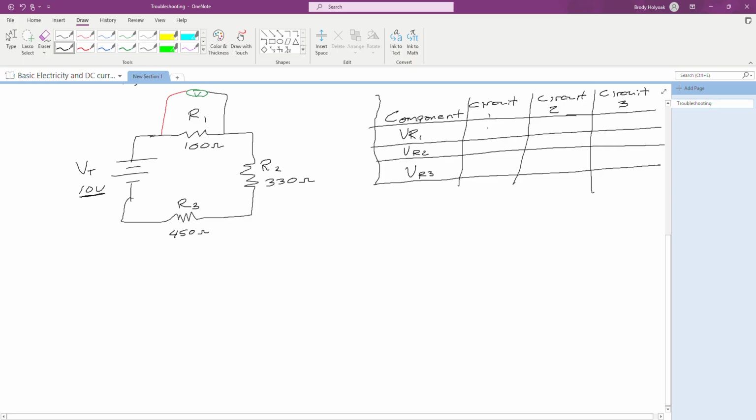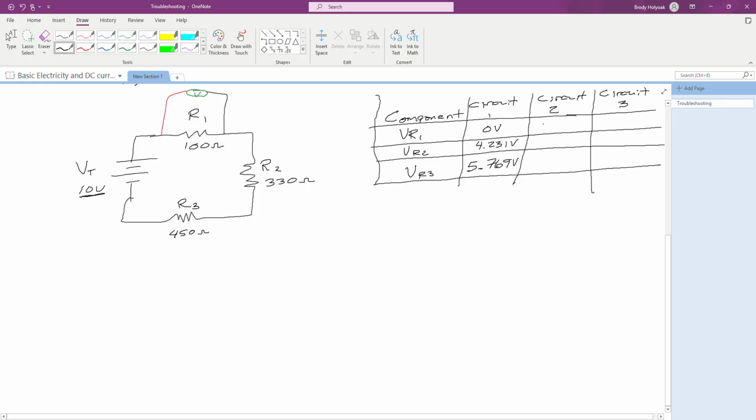So in circuit 1, I'm getting 0 volts across R1. I'm getting 4.231 volts across R2, and I'm getting 5.769 volts across R3. Now remember, these circuits are completely independent of each other, so just because circuit 1 has something going on doesn't mean circuit 2 is going to follow. They're completely independent options. This is just going to give you some examples of what to look for.